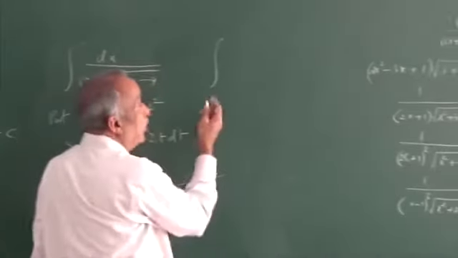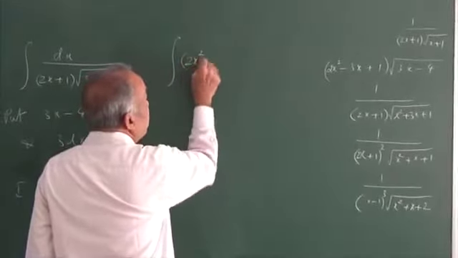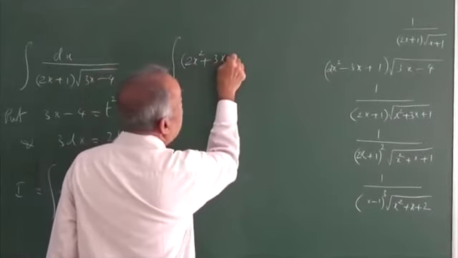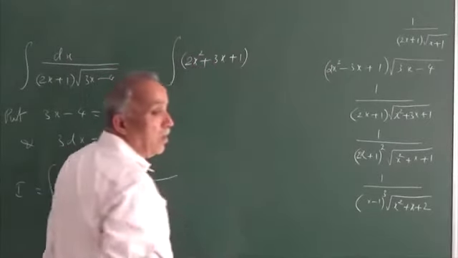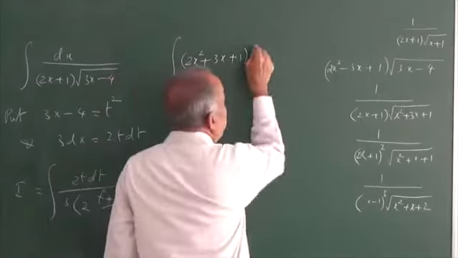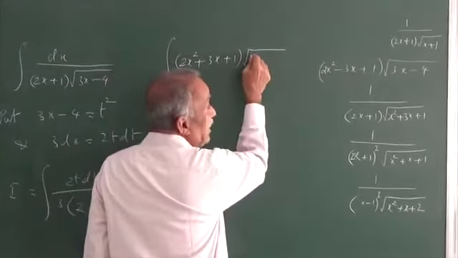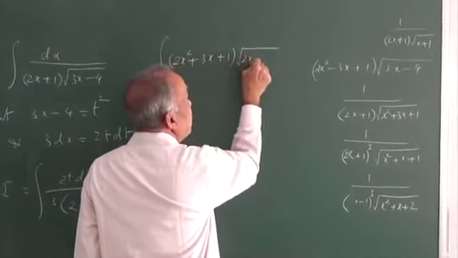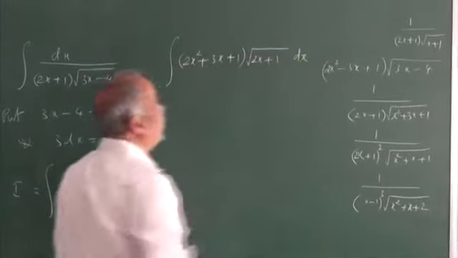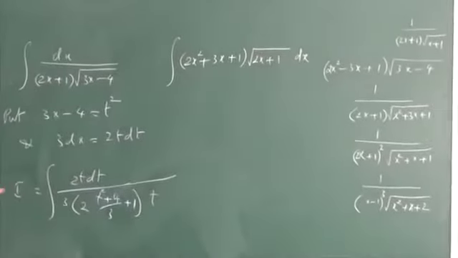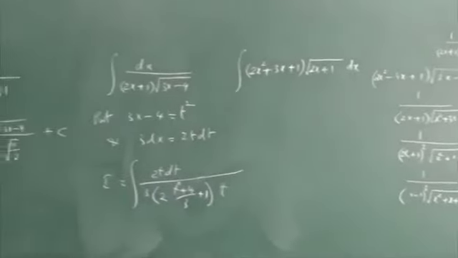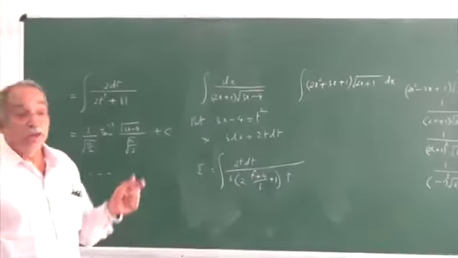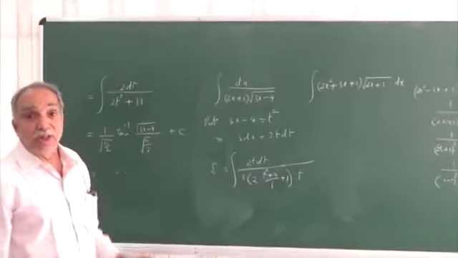of a different form. It is a quadratic function multiplied by square root of a linear expression, any linear expression you may consider. The integration is easily performable with a similar substitution, in this case 2x plus 1 equal to t square.